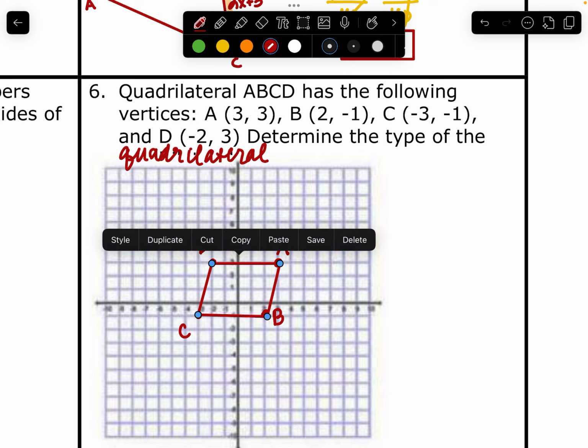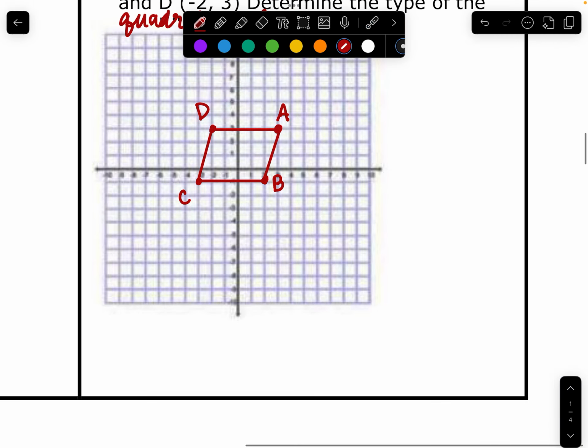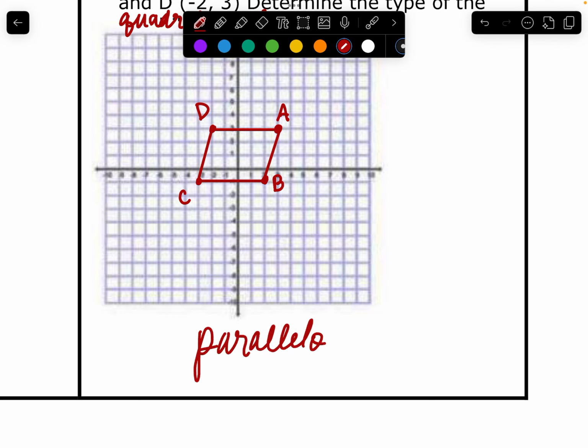All right, so after some trial and error, what shape does this appear to be? This is definitely a parallelogram. We can see pretty easily that the opposite sides are parallel. So these two sides have a 0 slope, so they're parallel. And then these two sides have a slope of 4 over 1. So, yep, they're both parallel. All right, so parallelogram.